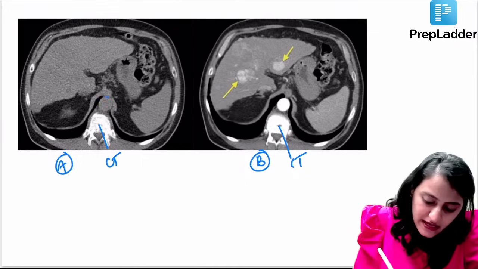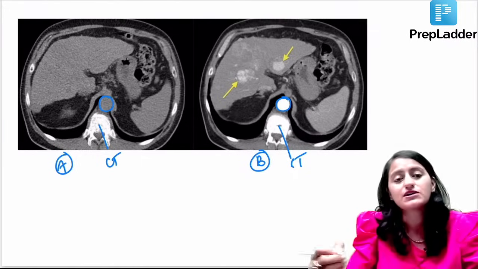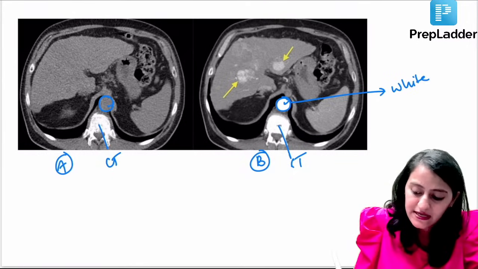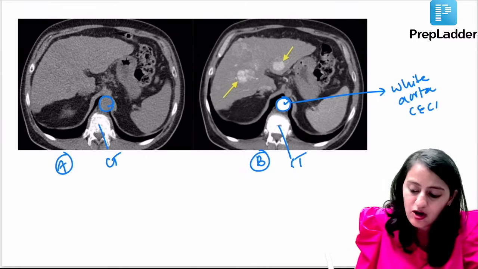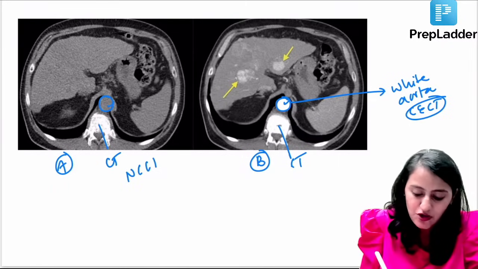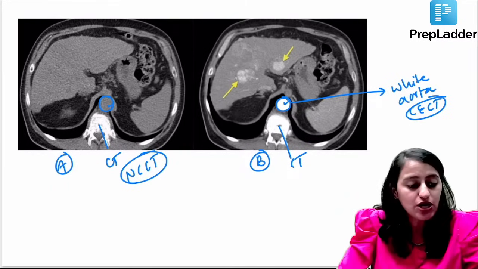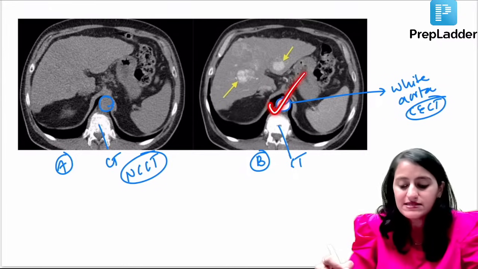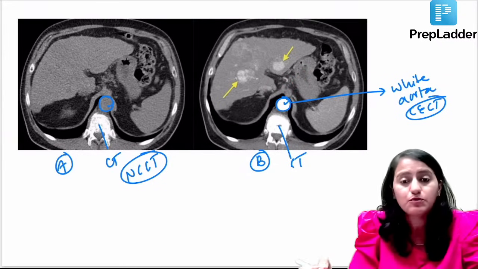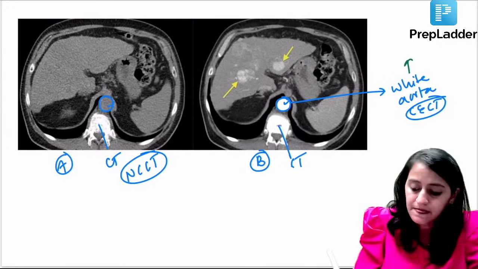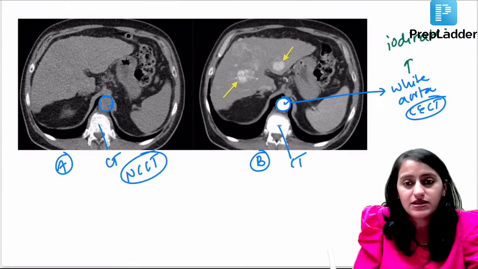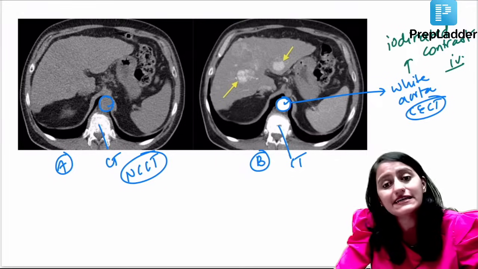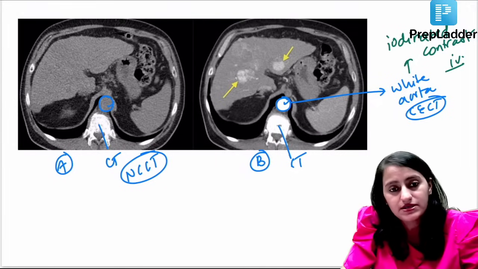The difference is, look at this round structure, aorta. Aorta is gray here. Aorta is white here. When you see the aorta is white, it is telling you it is a contrast enhanced CT and this is a non-contrast CT. So A is non-contrast CT. B is contrast enhanced CT. So in the contrast enhanced CT, you will see the vessels appearing white. What contrast do you give in CT? It is iodinated contrast, given IV. IV iodinated contrast. Okay.